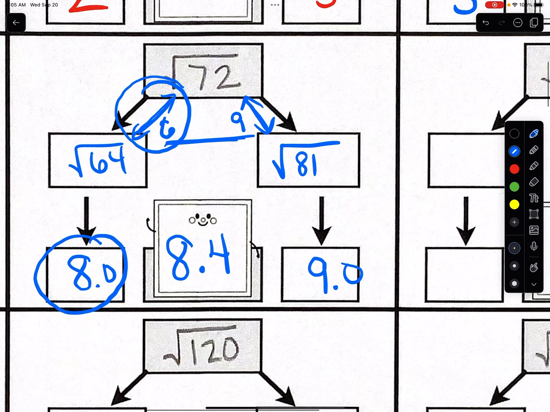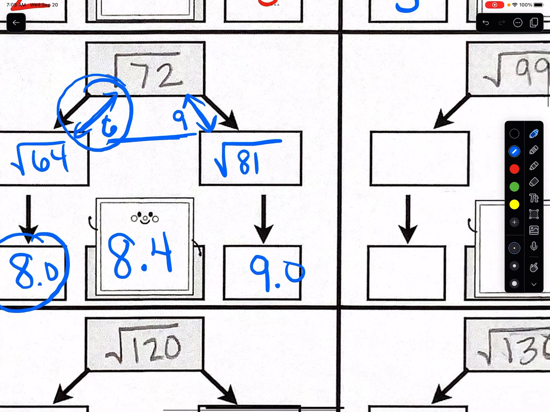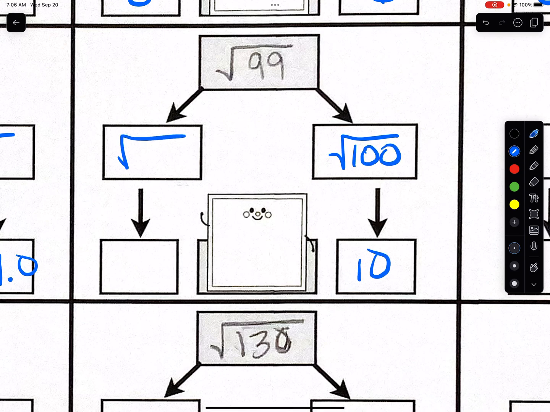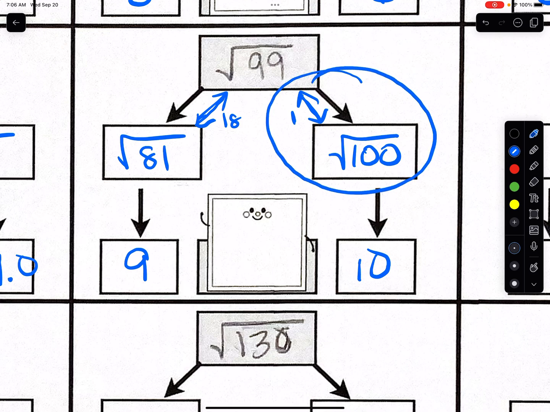If you didn't get exactly that, but you got close to that, you understand that it's not 8.1 and it's not 8.9. It's somewhere in the middle. That's good. Okay, we'll do the square root of 99. That would be between the square root of 100, which is 10, and the square root of 81, which is 9. The difference here is 18. The difference here is 1. So it is obviously closer to this, but it hasn't quite made it to 10.